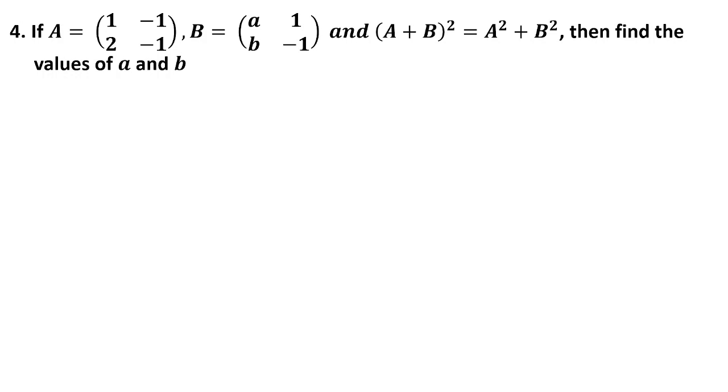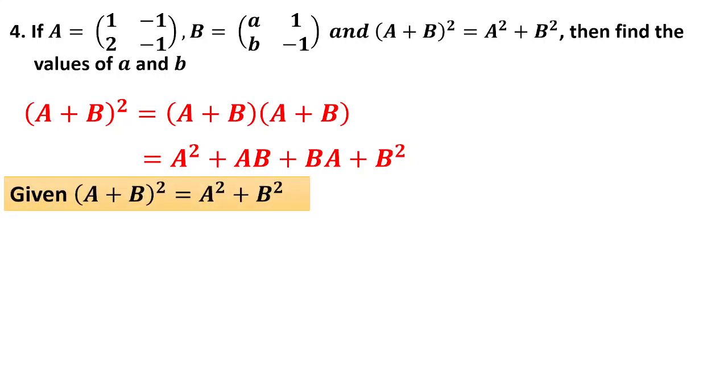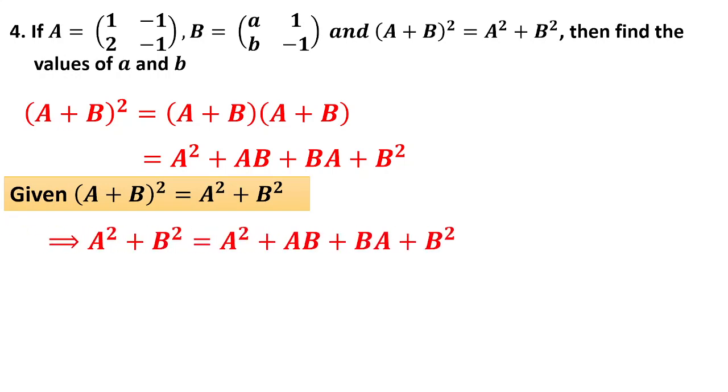Very simple. Now what we will do is we will find the expansion. It will become A square plus AB plus BA plus B square. All of you know, but be careful. This AB and BA are not equal. Don't directly write it as 2AB. It cannot be possible in matrices. Well, now it has been given that A plus B whole square is A square plus B square. Therefore I am putting it in the left hand side. A square plus B square is equal to A square plus AB plus BA plus B square.